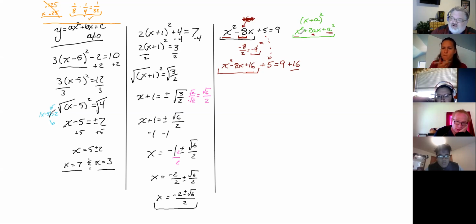Not only does it factor, we know how it factors because it factors into x plus a. What was our a? That was our negative 4. So this factors into x minus 4 squared plus 5 equals, what, 25? Well, crud, now it's in the form we like. We said, wouldn't it be nice if it was a perfect square? And yeah, it would be nice if it was a perfect square. So we make it a perfect square.